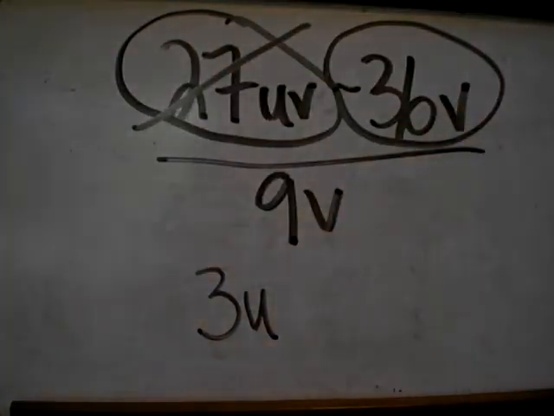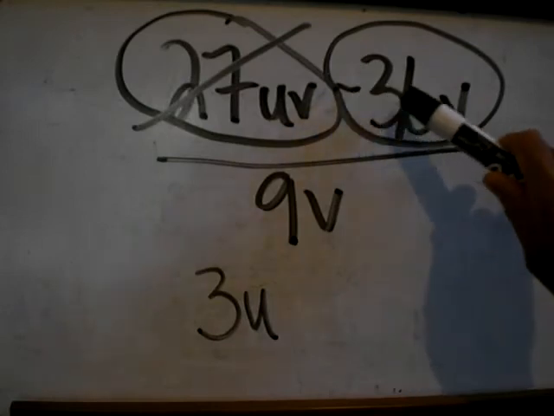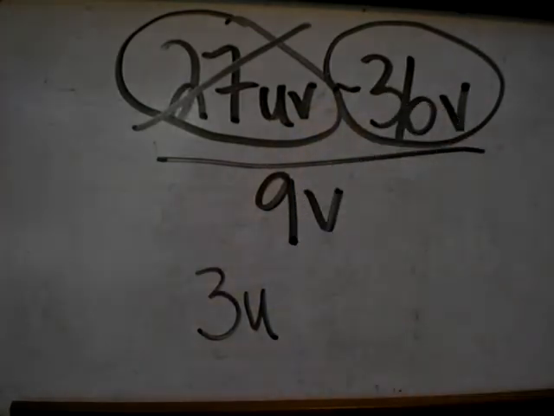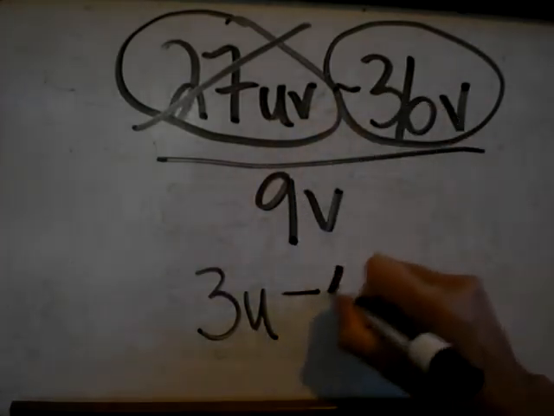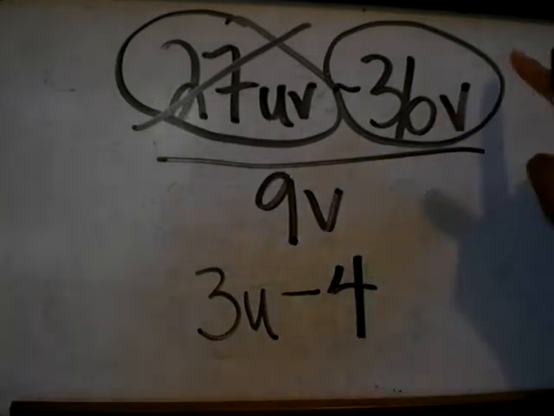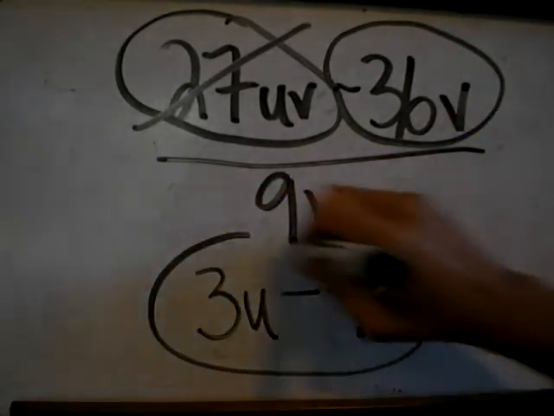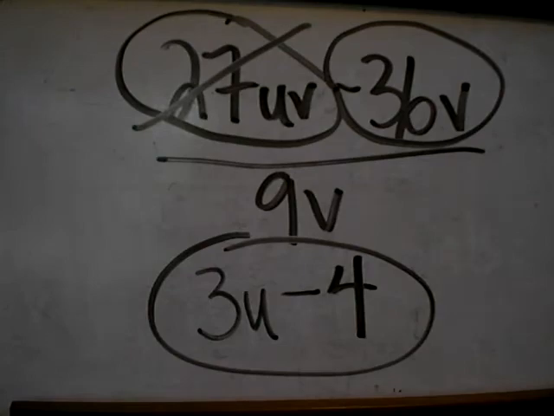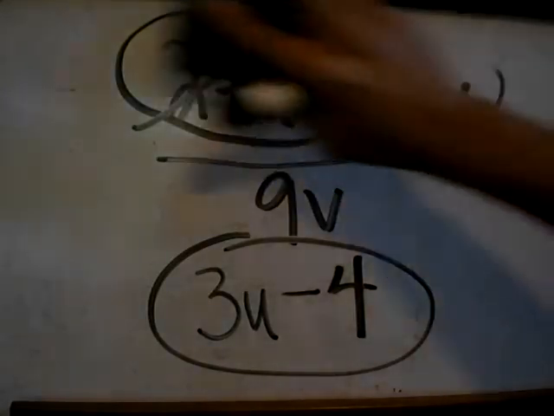Let's move on to this term. Negative 36 divided by 9 is negative 4, so I'm going to bring down negative 4. Remember, the v and the v cancel out. So here's our answer, 3u minus 4. Okay, let's move on. I'll give you a more complicated one.